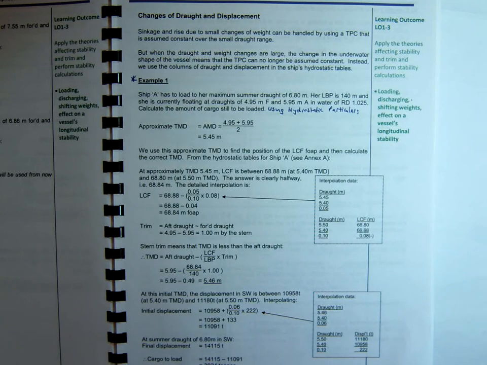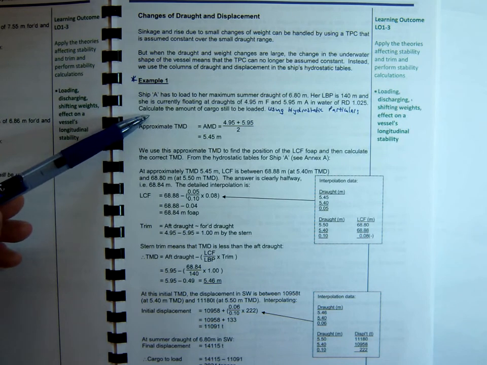We'll look at a problem now where we're going to be loading a reasonable amount of cargo. When you're not loading that much cargo, you can simply use your TPC value and that will work out the sinkage required. But obviously, as the draft changes quite a bit, if you're loading a lot of cargo, the shape of the vessel changes, therefore the TPC values change, and it isn't really viable then to use the TPC. So let's have a look at how we do this example here.